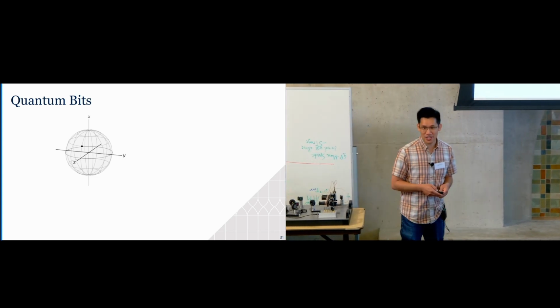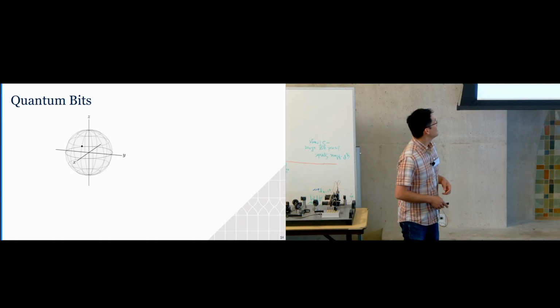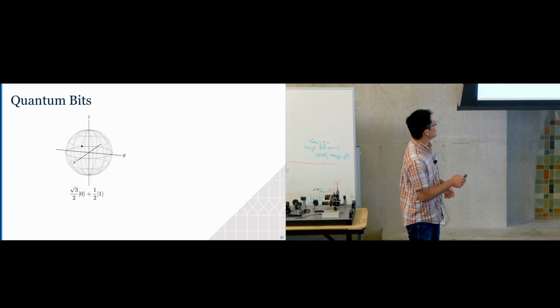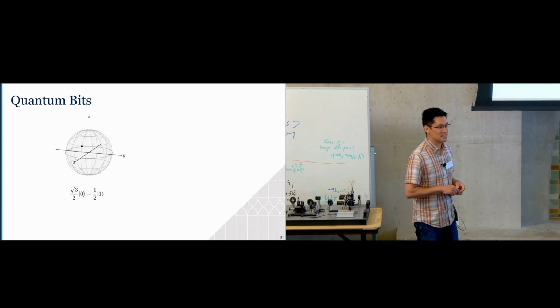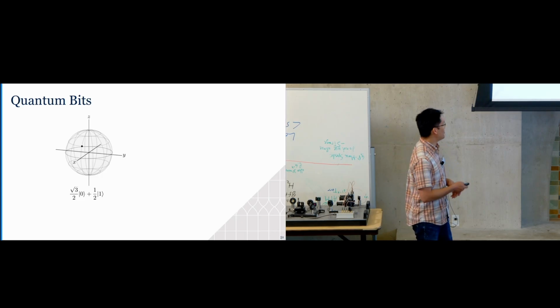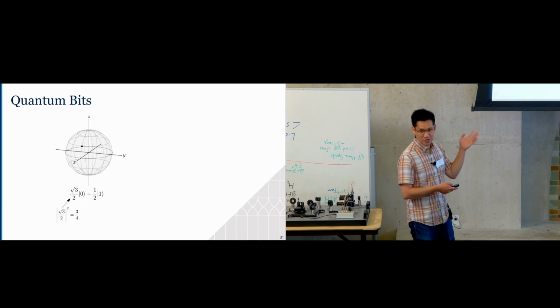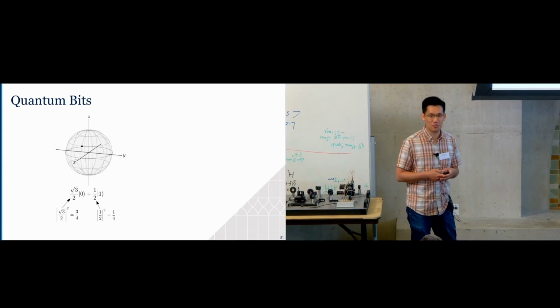What about a state that's not on the equator? So this one is now 30 degrees rotated up from the x-axis. So this state is this. It's root 3 over 2, 0 plus 1 half 1. Before you take the norm square of these, just intuitively, if you were to measure this, are you more likely to get the north pole or the south pole? North pole, because it's closer to the north pole. And if you take the norm squares, you get a 75% chance of getting the north pole and a 25% chance of getting the south pole.